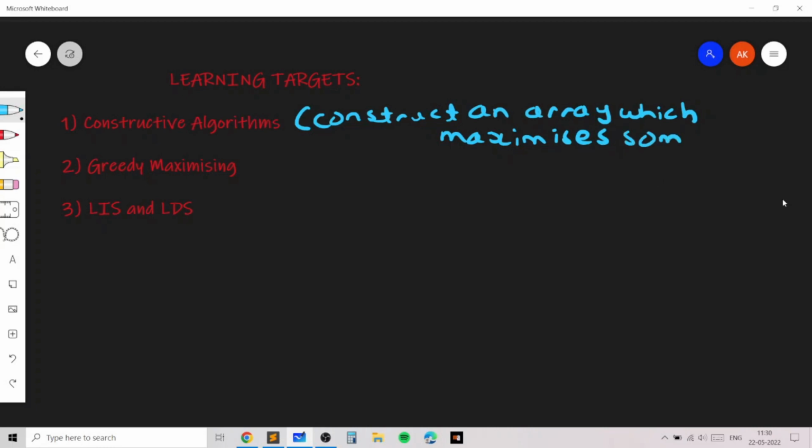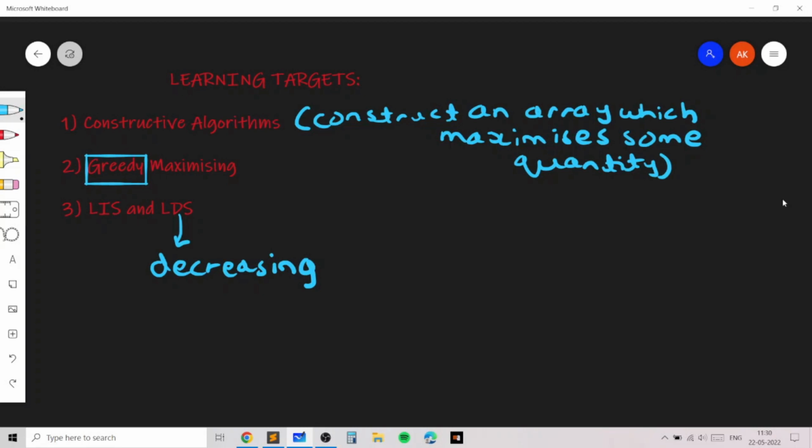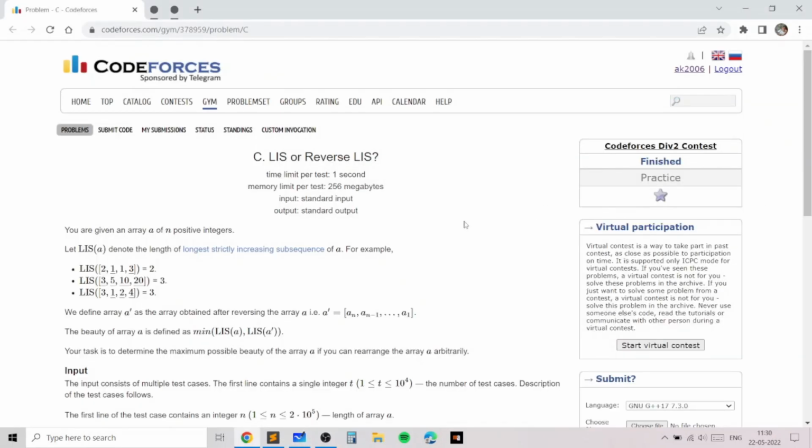And in the construction, we need to maximize some quantity. The quantity which we need to maximize is going to be done greedily, so we will get a glimpse into some greedy ideas as well. And finally, we also get to see the concepts of longest increasing subsequence and longest decreasing subsequence. So in this case, you can see from the problem name itself that reverse LIS can actually be interpreted as a decreasing subsequence as well. And I'll explain that as we understand the problem itself.